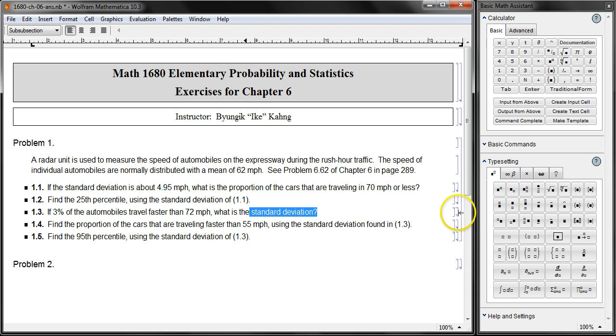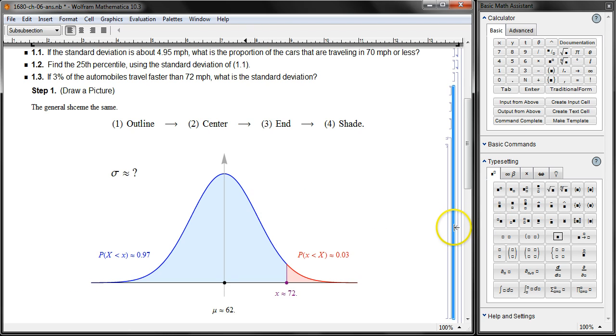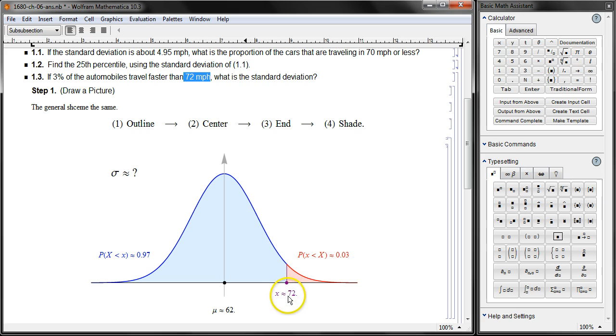As usual, draw the picture. Well, here's the picture. Outline is the normal curve like this, going up and down. Center, 62 miles per hour. The problem explicitly said 72 miles per hour, so that's the end.